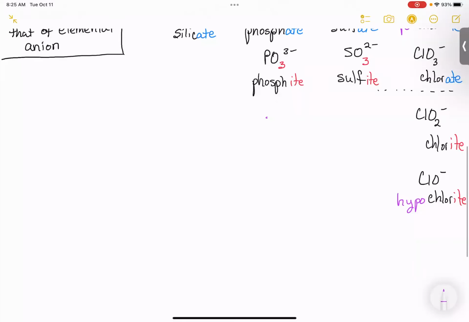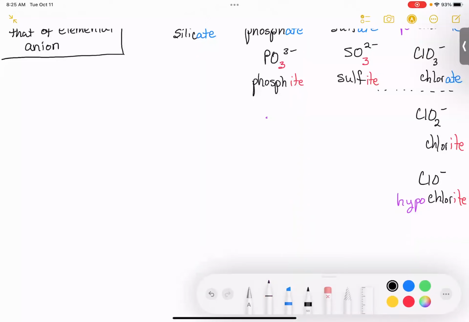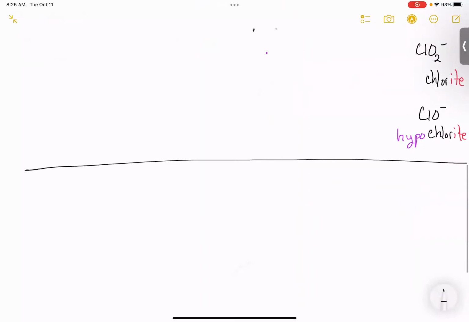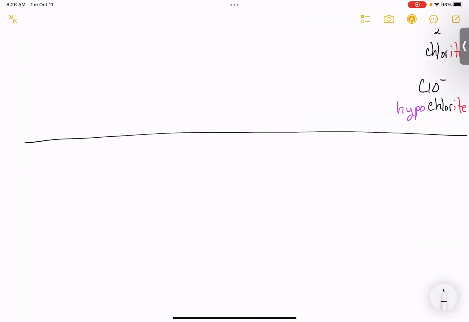Okay, now there are some additional trends. That's the big set of trends. That will help a lot if you know those trends. The additional trends are what happens when you add hydrogen to an oxy ion.